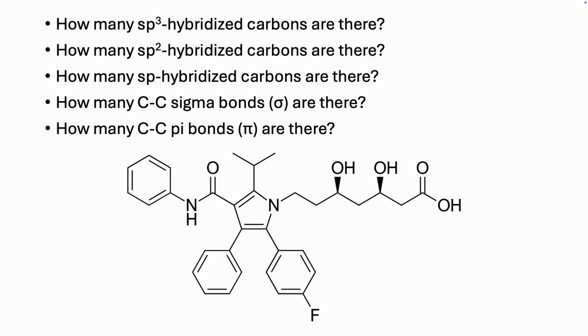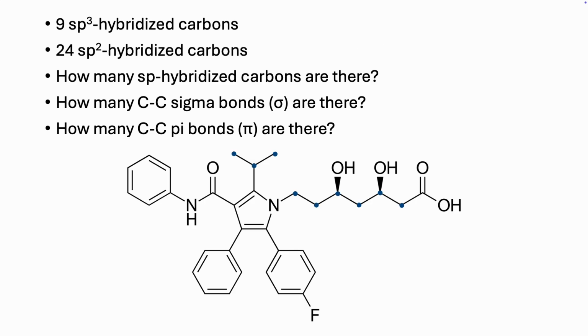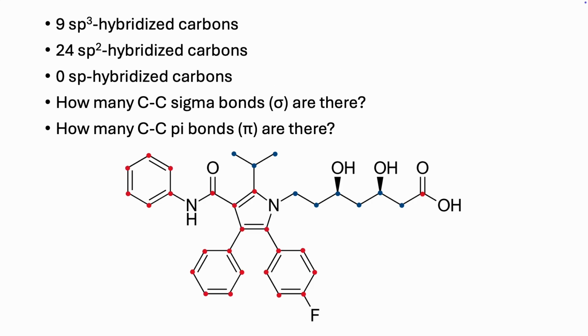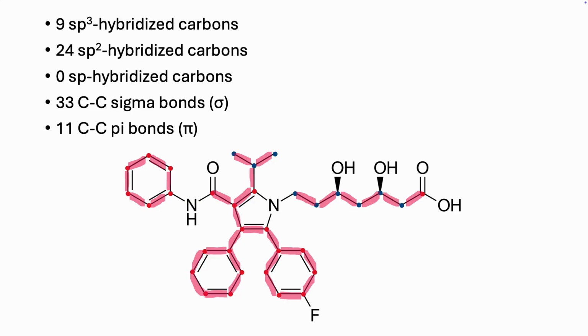Hopefully you've taken some time to answer the questions. I'll go ahead and go through them one by one. There are 9 sp3 hybridized carbons, labeled in blue. There are 24 sp2 hybridized carbons, labeled in red. There are no sp hybridized carbons. There are 33 sigma bonds, labeled in red, and 11 pi bonds, labeled in green.